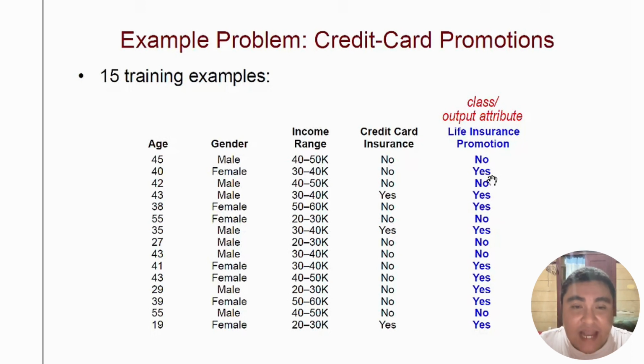Okay, and then on the last column you have the output attribute. This is the prediction of the model, whether it will get a promotion, which could either be an infographic or an email campaign from the company, yes or no. So we have 15 training examples. This will be the basis for the creation of our model for today.